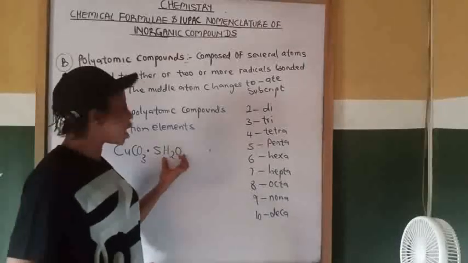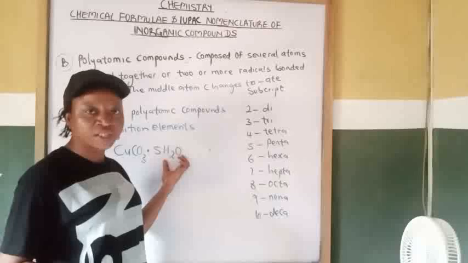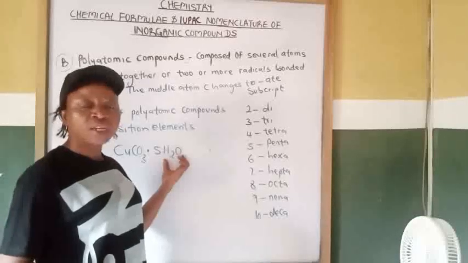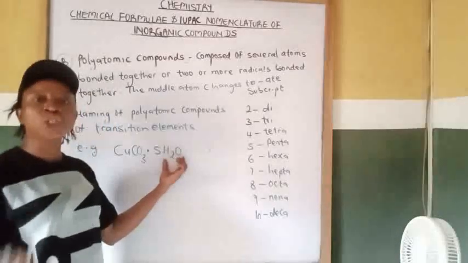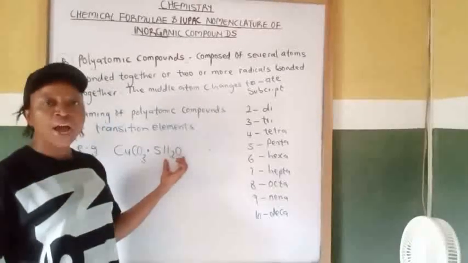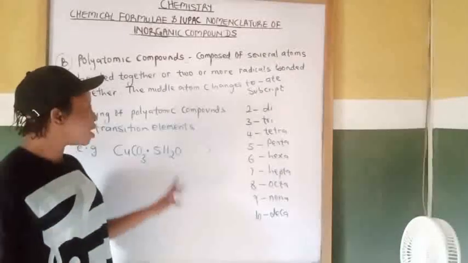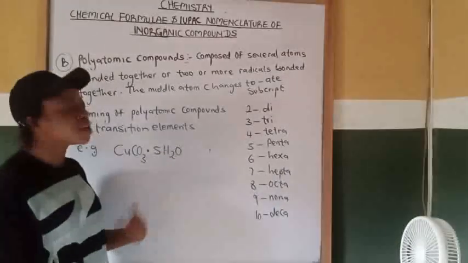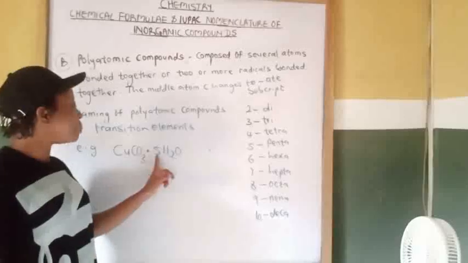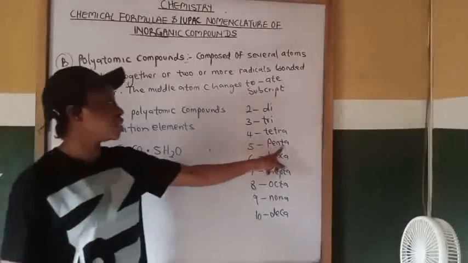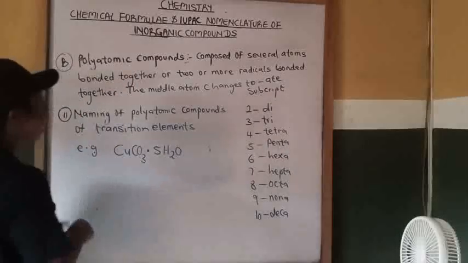So from here, water will sound what? Hydrate. The word hydrate is derived from hydration. Hydration means addition of water, so hydration we change to hydrate. Then this water molecule we call hydrate here. How many hydrates? That is 5. So 5 is penta.